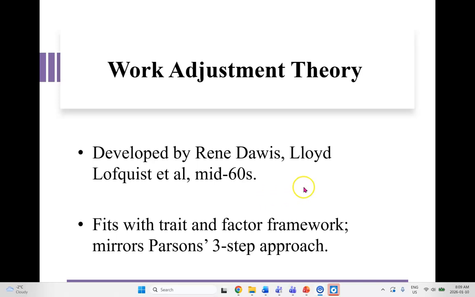Work adjustment theory was another one of the earliest theories that came into our field. It was developed by Rene Dawis and Lloyd Lofquist and others in the mid-1960s. It does fit very well with the trait and factor framework, and you'll see as we work through the presentation that it mirrors Parsons' three-step approach, which we learned about in week 1.